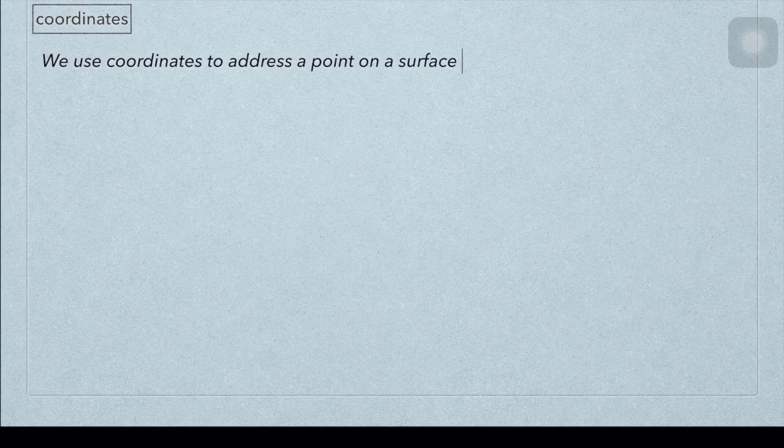As I told you before, this lesson is about coordinates. So we will start with the definition of the coordinates first. We use coordinates to address a point on a surface, and I want you to know that this surface in mathematics is called a plane. So any 2D piece of paper which you can plot some dots on is going to be called a plane in mathematics, not a surface.